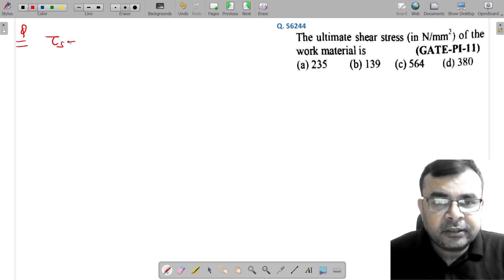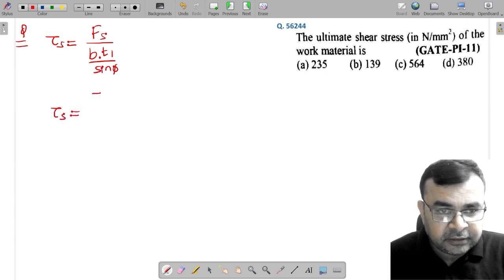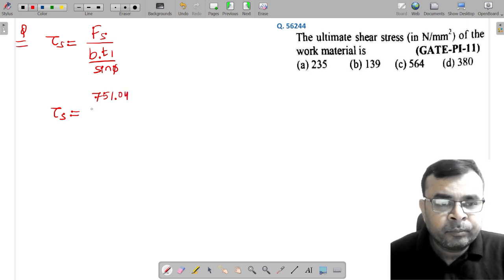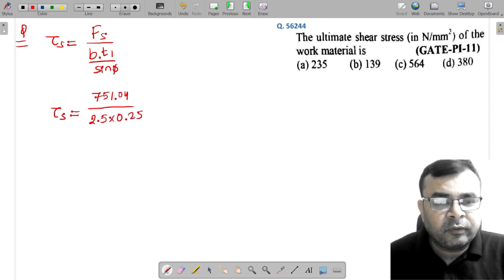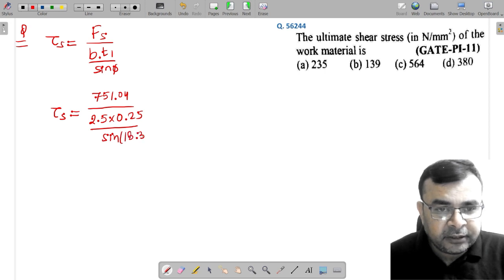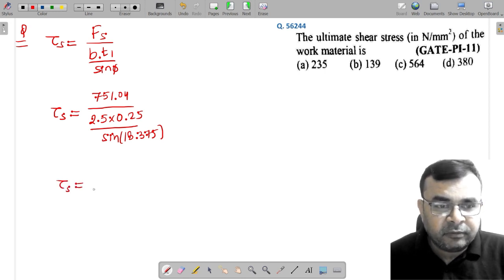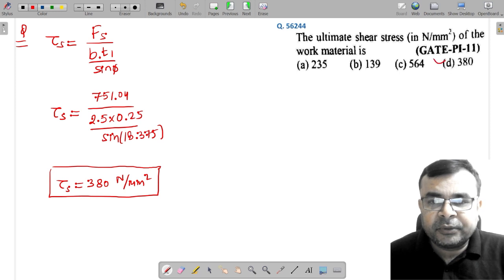So the shear stress can be written as shear force over shear area, that is b into t1 over sine phi. With the help of this formula we can determine tau s, and we already found Fs, the shear force, that is 751.04 Newton, over width, which is already given here, 2.5 millimeter, into uncut chip thickness 0.25, and sine phi, which we already determined in the previous question, that is 18.375. Is it right? So if we simplify this, we get exactly 380 Newton per millimeter square. So the correct answer is option D.